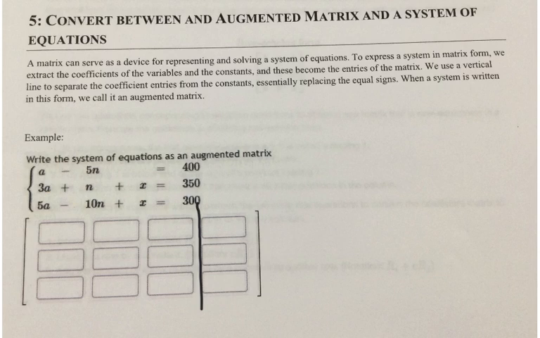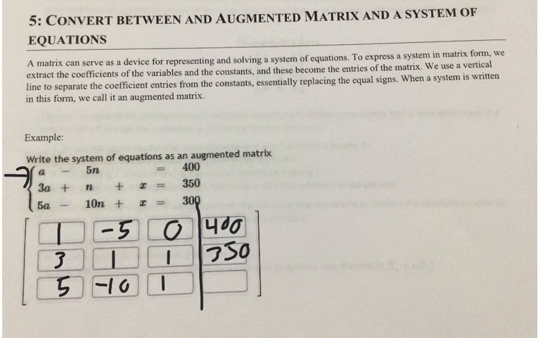So filling this out, looking at the first equation, the coefficients are 1, -5. Okay, what about the X term? There is no X term, so we have to put a 0 as its coefficient. And then 400 is the constant. 3, 1, 1, 350. 5, -10, 1, 300.